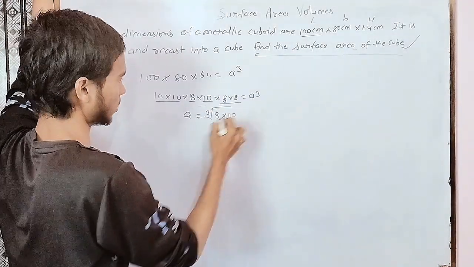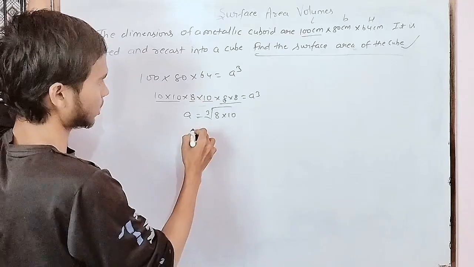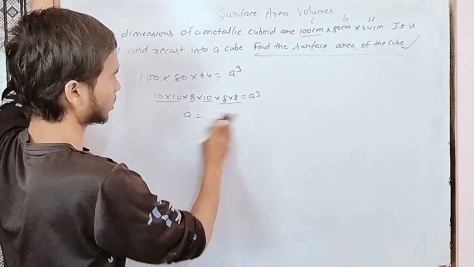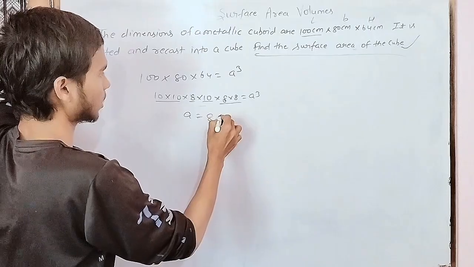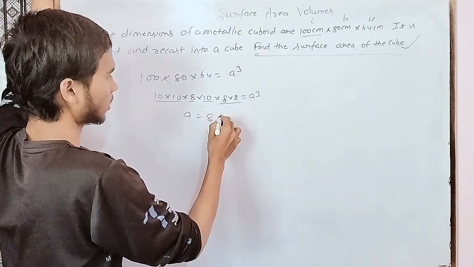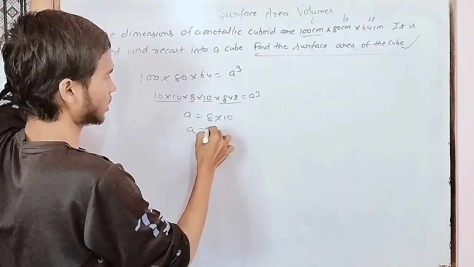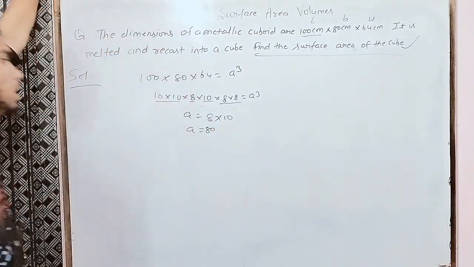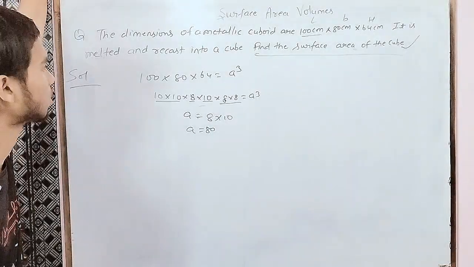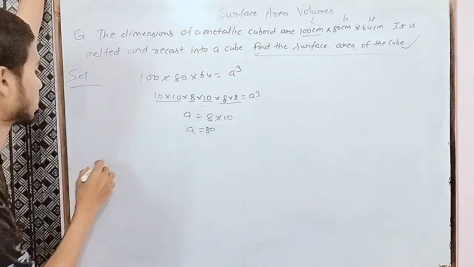So 8 multiplied by 10. It will become what? So A is 80. 80 is the measure of each side of the cube. Now we are able to find the surface area.